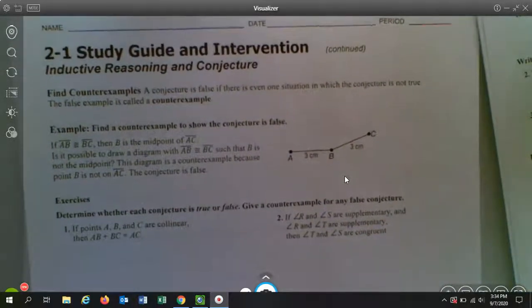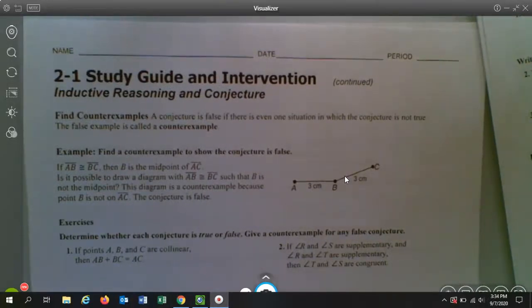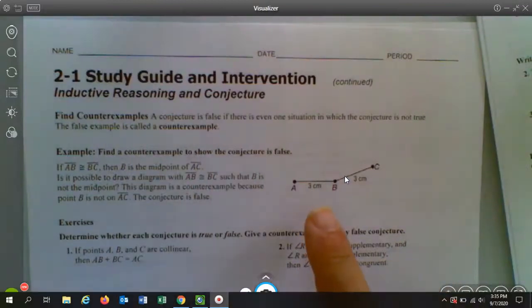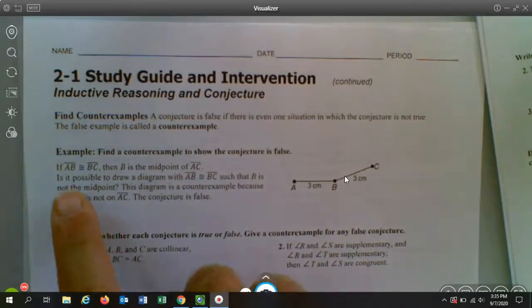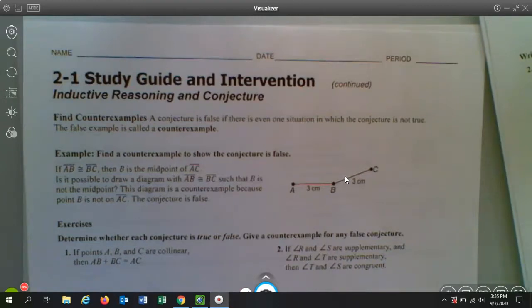We're going to talk a little bit about counterexamples. So this is a really important concept that's going to be coming up in this chapter, this idea of a counterexample. A counterexample is something that you would use to prove a situation to be false, right? So if you say some conjecture is false, then I need to give a counterexample to prove why it's false, right? So here's their example that they came up with. So let's just talk about theirs, and then we're going to try some of our own here. So if segment AB is congruent to segment BC, then B is the midpoint of AC.